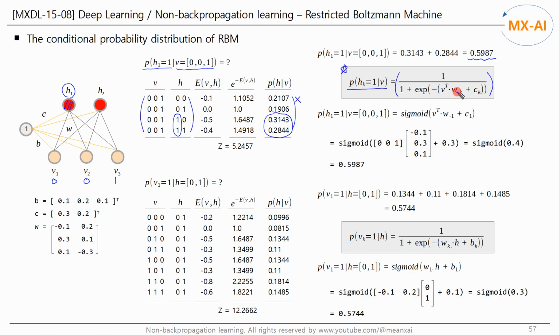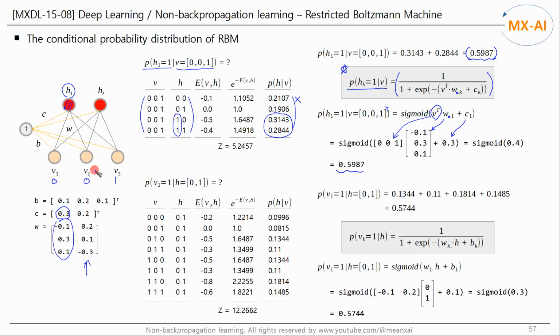Here, W.k represents the kth column vector of the matrix W. The transpose of the vector V is 0, 0, 1. And W.1 is the first column vector of matrix W. And the first element of the bias vector C is 0.3. If we calculate this, we get 0.5987. This is exactly the same as what we calculated in the table on the left.